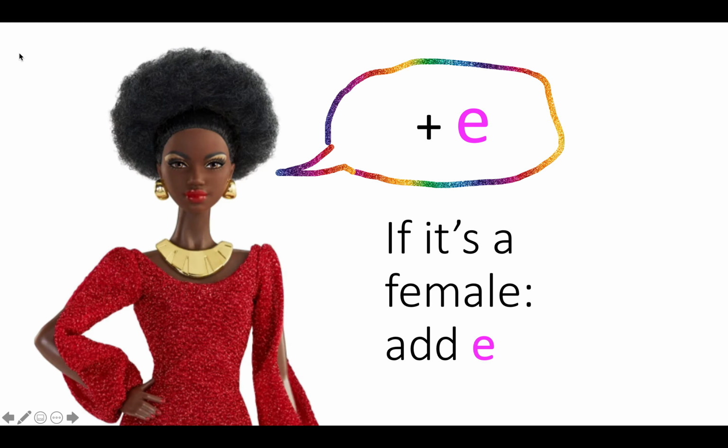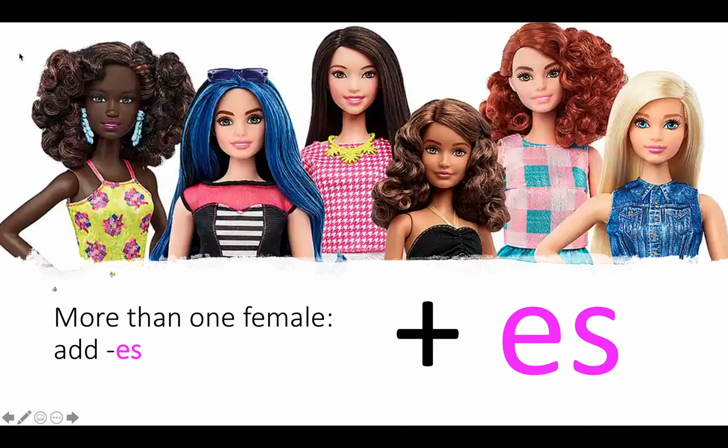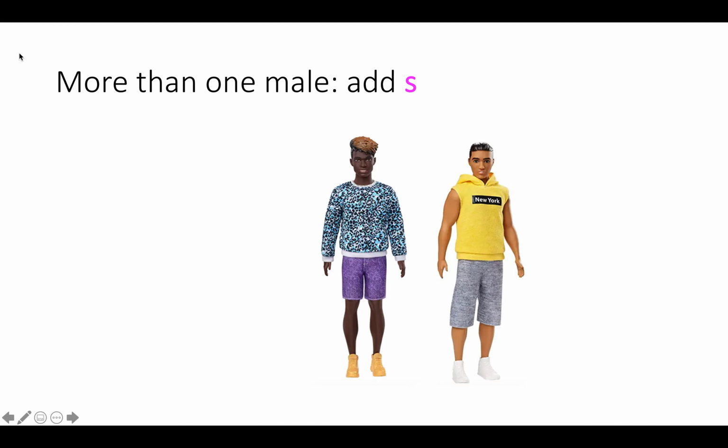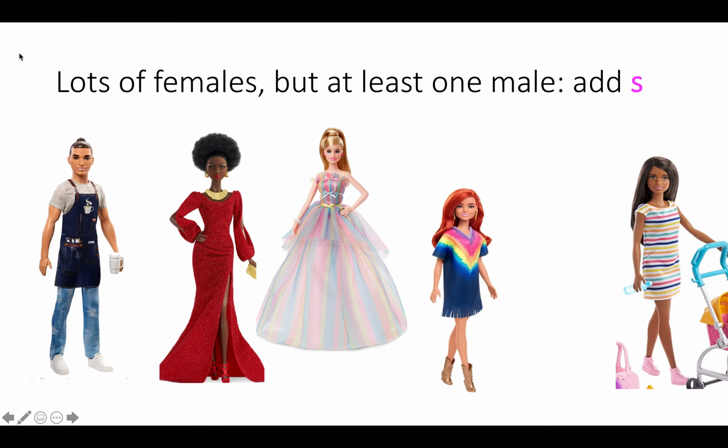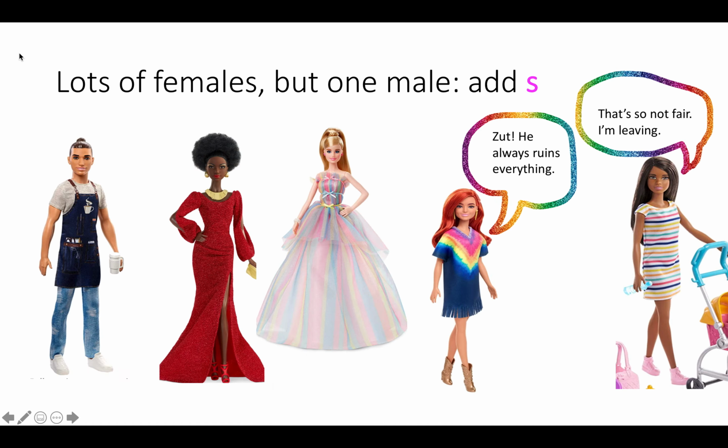So, if it's a female, we add an E. That's how we show agreement in number and gender with a female. If it's more than one female, you add ES. More than one male, add an S. Lots of males, still just add an S. Lots of females, but at least one male, add an S. So, it can be 1 million women, but if there's one man, then you do not add an E. You do not treat it as if it's feminine.